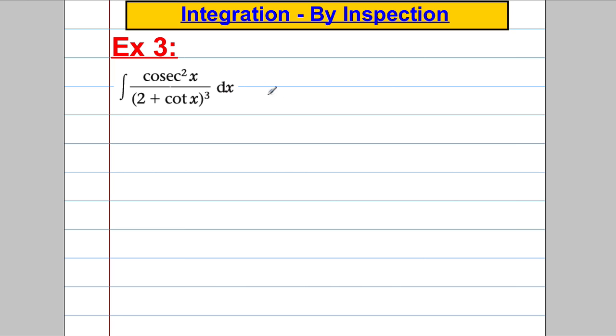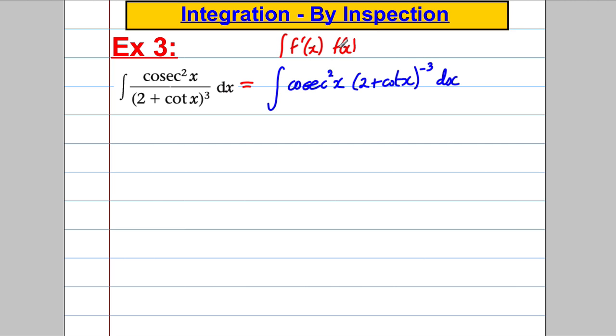If I rewrote this in this form, the integral of cosec squared x times 2 add cot x to the power of negative 3 with respect to x, that could be thought of as of this form, f dashed x, f of x to the power of n. It does look of that form. Well, let's check. We said that if it looks a bit like that, we try y is equal to 2 add cot x to one higher power, so to the negative 2, as my answer, and let's see what we get.